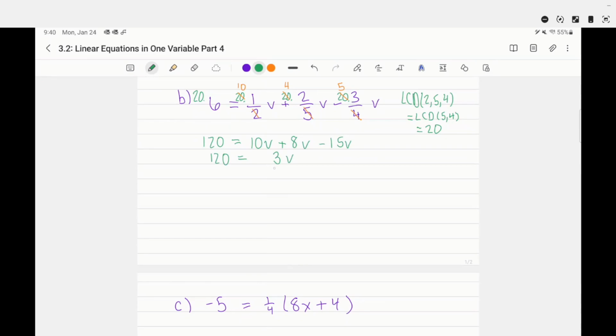So then I divide by 3, divide by 3. Well, I know 12 divided by 3 is 4. So since 120 is just a 12 with a 0, I know the answer will be a 4 with a 0. So 40 equals v.